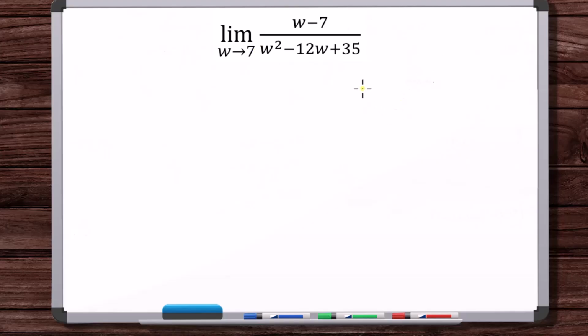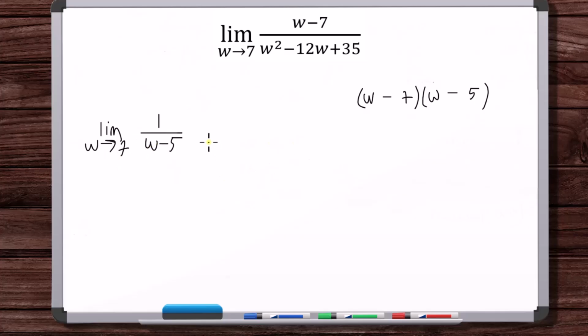So if we factor the denominator, we get w minus 7 times w minus 5. 7 plus 5 is 12. So this simplifies to the limit as w approaches 7, and the w minus 7s are going to cancel, so we're going to get 1 over w minus 5. So this function is exactly equal to this function, except when w is equal to 7, there's a hole in this graph. So with a hole in the graph, we just figure out what the function would equal if there wasn't that hole?